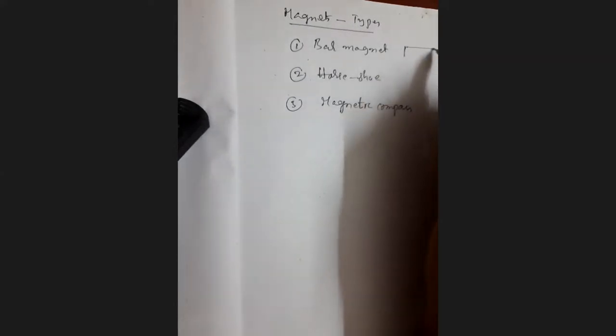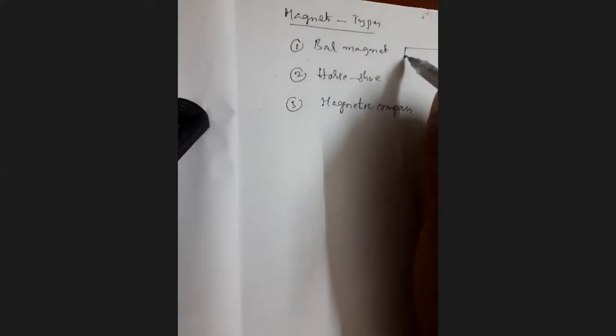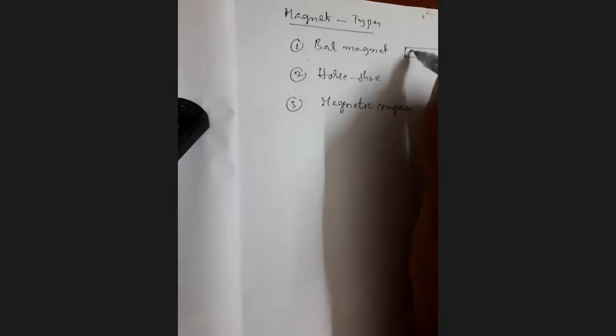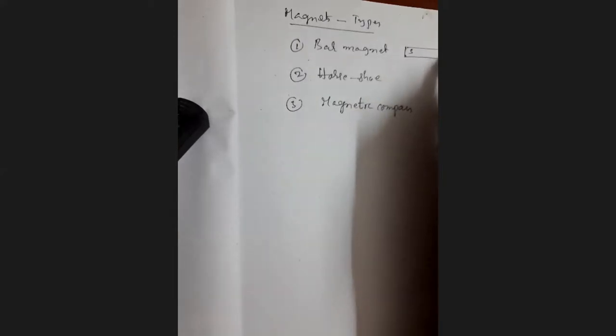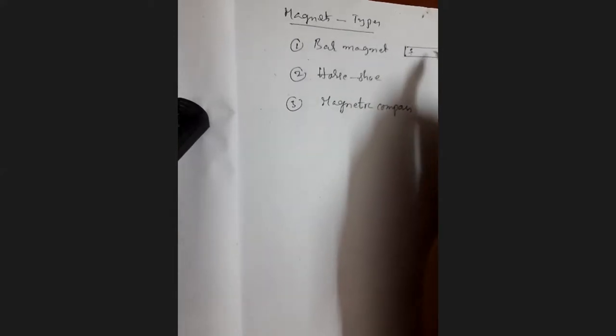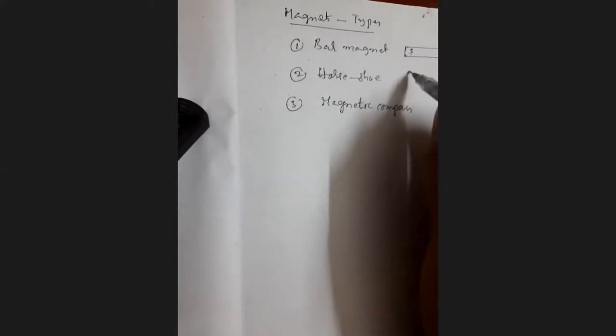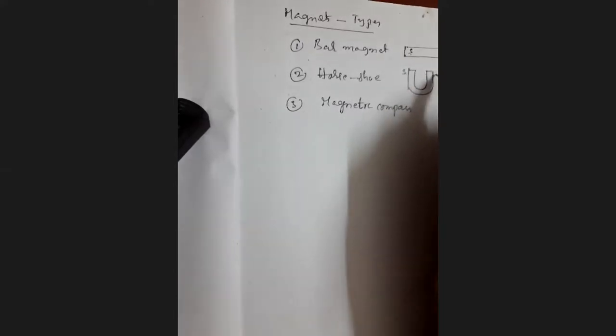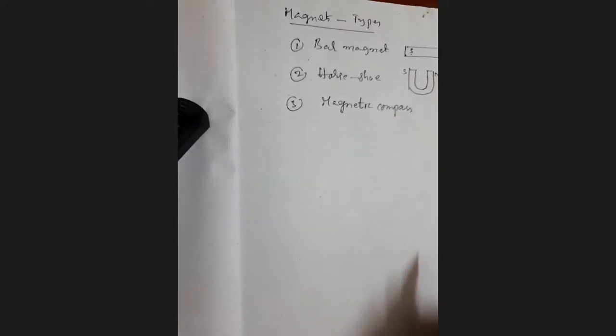I hope that you are very familiar with these three types of magnets. A bar magnet is like this. It consists of two poles. One is the south pole, the second one is the north pole. A horseshoe magnet is in a U shape like this. So one is the south pole, and the second one is the north pole, right?